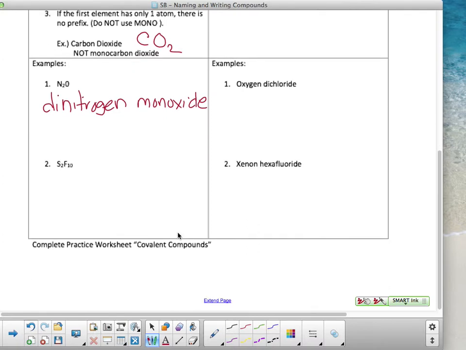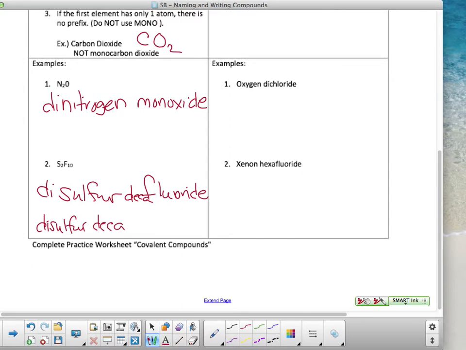If I have S2F10, my S is obviously sulfur. Then I add the prefix di in the front, and then fluorine would become fluoride. But if I look at my sheet from above, my prefix that represents 10 is deca. So it's written as disulfur deca, and my ending on my last one is always going to be changed to "ide", so it's decafluoride.